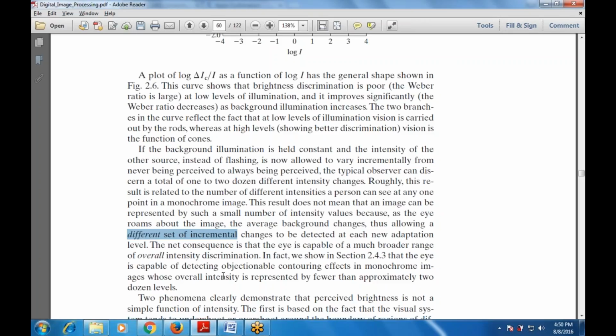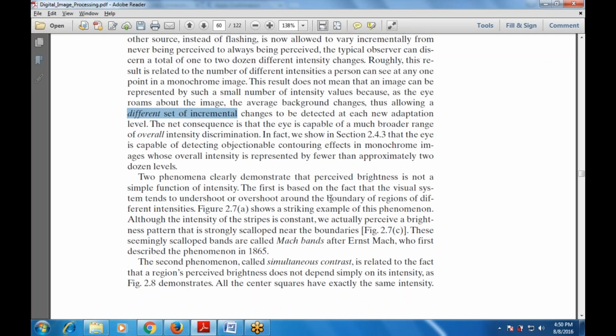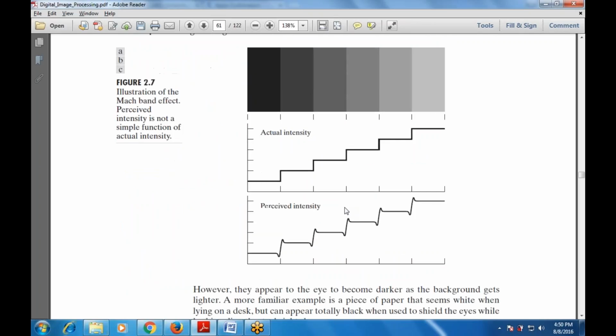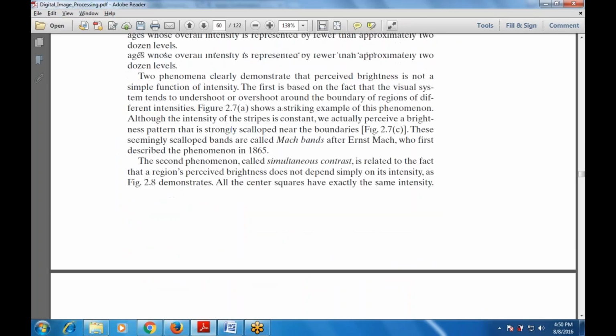And there are two phenomena that clearly demonstrate that perceived brightness is not a simple function of intensity. The first is based on the fact that the visual system tends to undershoot or overshoot around the boundary of regions of different intensity. This is the figure shown above. The first is the actual intensity, the second is the perceived intensity, and there is a difference between the actual and the perceived. We can call this the Mach band effect.